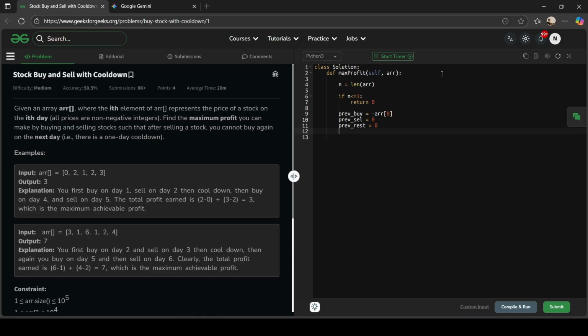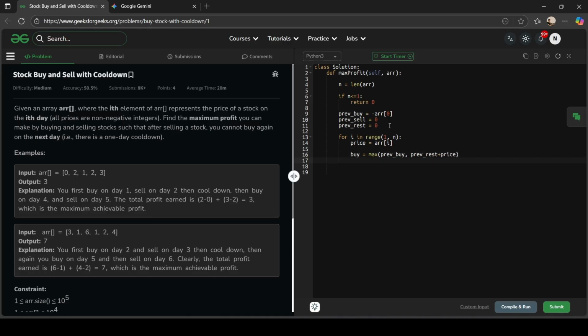All right. Now, let's correct our typo. Now, moving forward, for i in range 1 to n, your price will be the element that you are at right now. We can set buy to be equal to the max of previous buy, which means we can stay where we were, or we can buy the block we are at right now, so previous rest plus price.